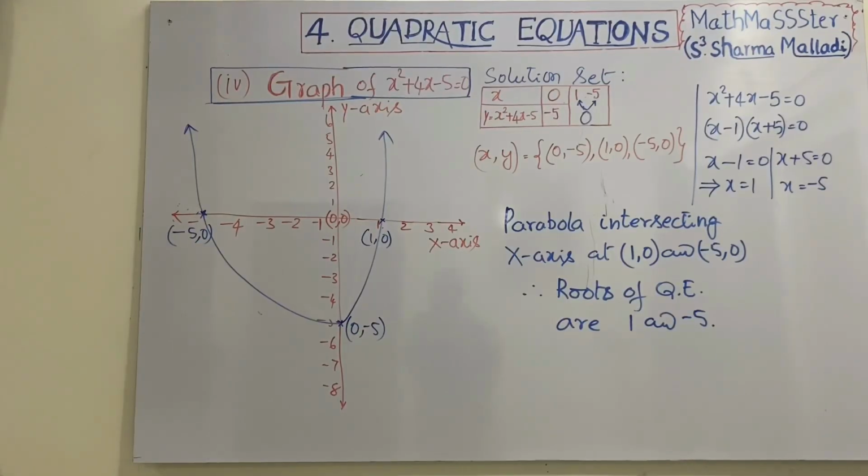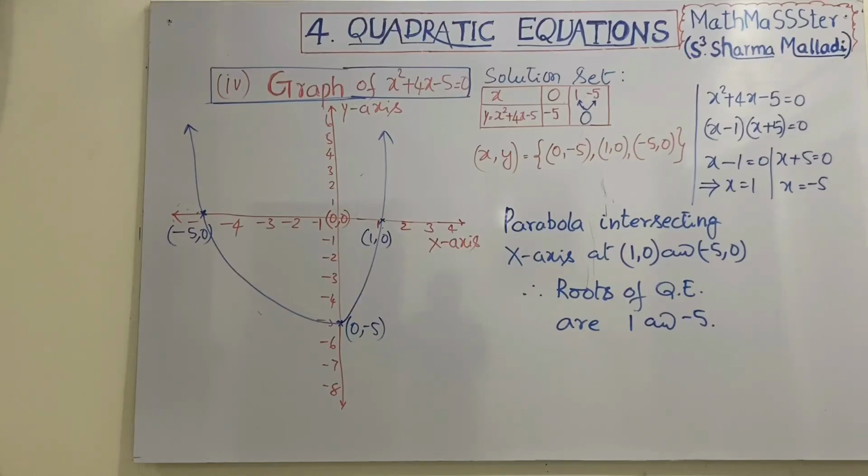Hi students, fourth one is graph of x square plus 4x minus 5 is equal to 0. First you have to prepare solution set. You take x is equal to 0, you are getting y is equal to minus 5, and if you substitute 0 in place of y, you are getting two values 1 and minus 5. On right side, x square plus 4x minus 5 is equal to 0. It is having two linear factors, x minus 1 and x plus 5, that is equal to 0. X minus 1 is equal to 0, x is equal to 1, and x plus 5 is equal to 0, x is equal to minus 5.